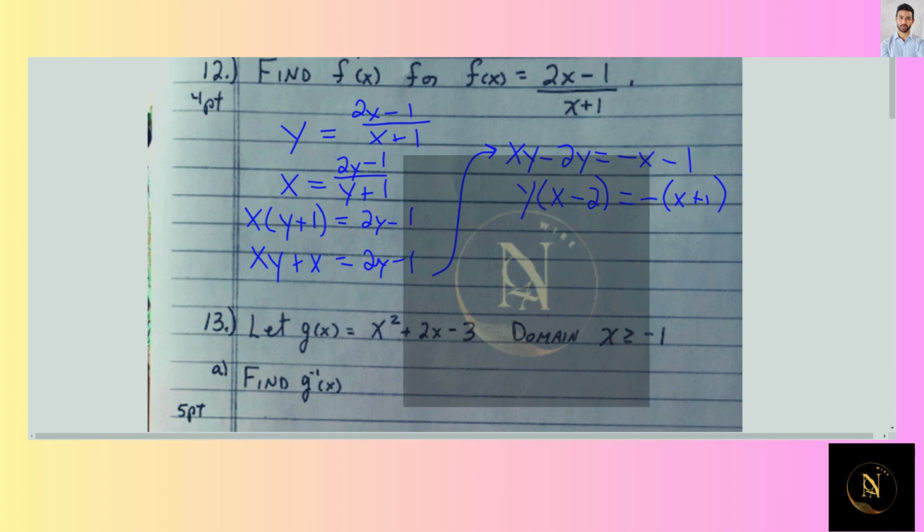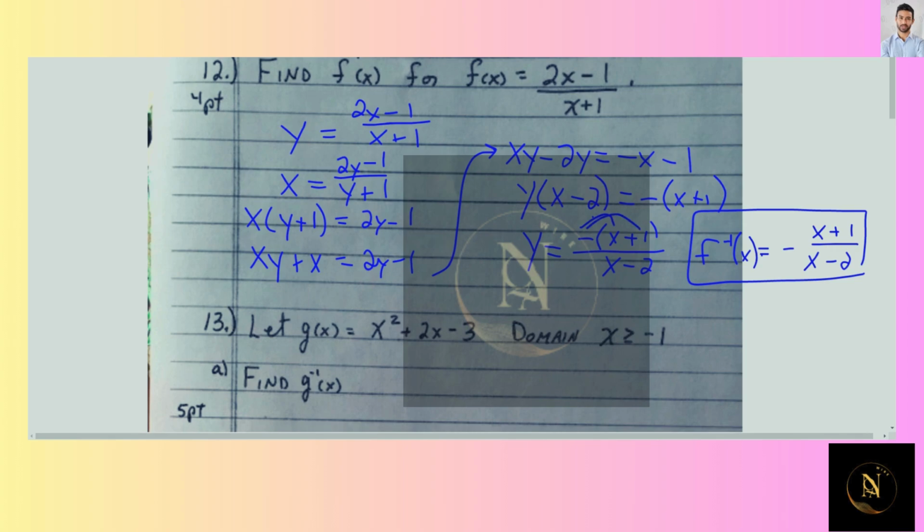And then you can divide by x minus 2, and you've solved for y: y equals the negative of (x plus 1) over (x minus 2). So f inverse of x would be equal to the negative of (x plus 1) over (x minus 2). You could also say negative x minus 1 over x minus 2, because you could distribute that negative.